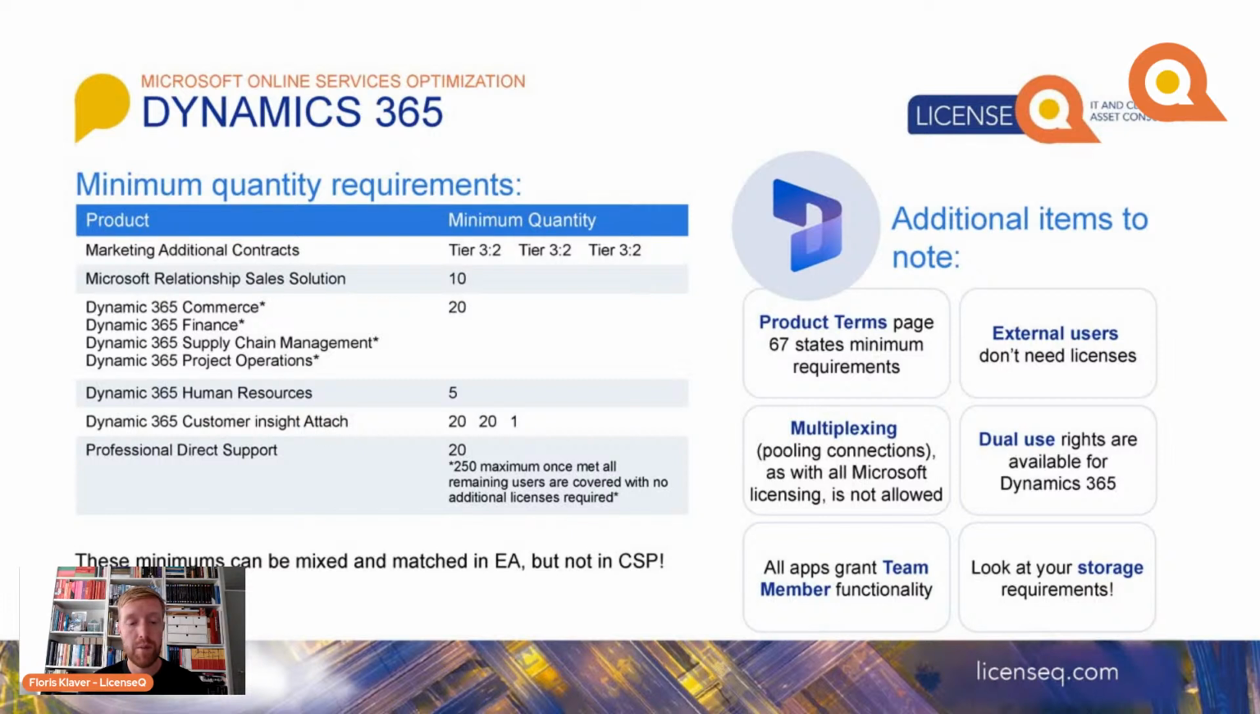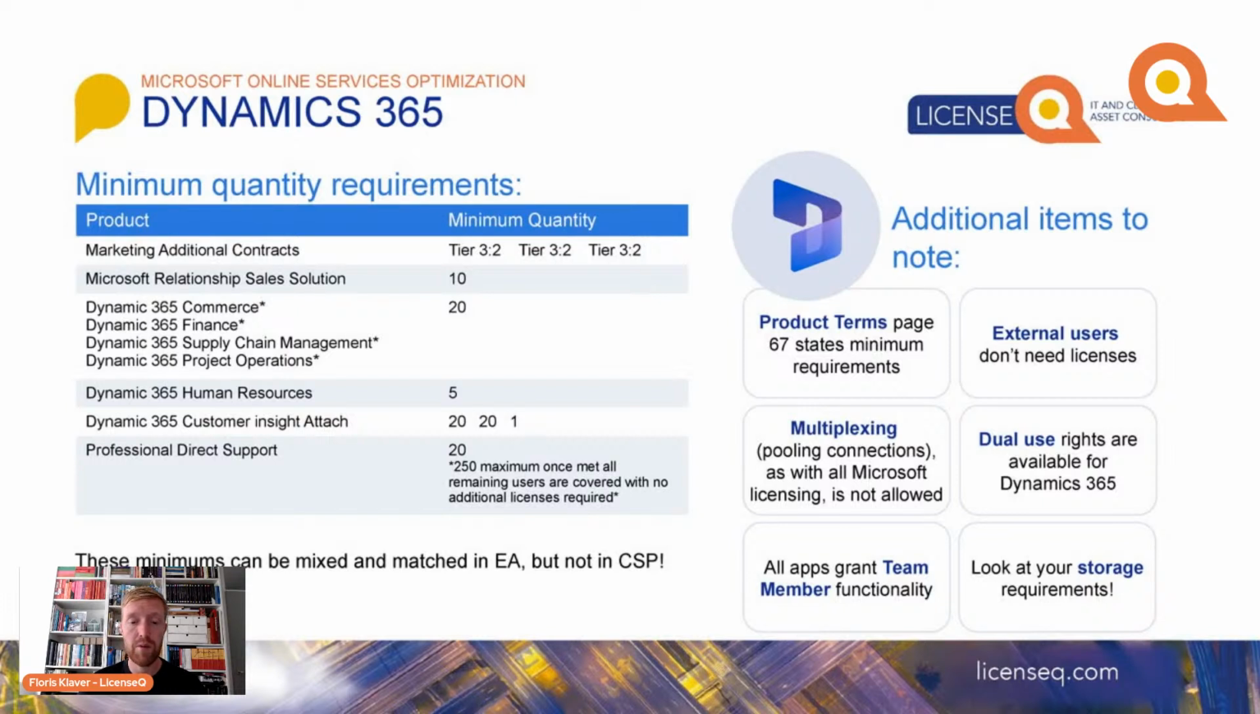In CSP, it's much more difficult. In EA, you can mix and match, but in CSP, you would just need to buy the minimum amount of the application that you need. This is all listed in the product terms. So if you want to read this back, you can go to the product terms page and go to the Dynamics 365 page, and it states the minimum requirements for the different products there.